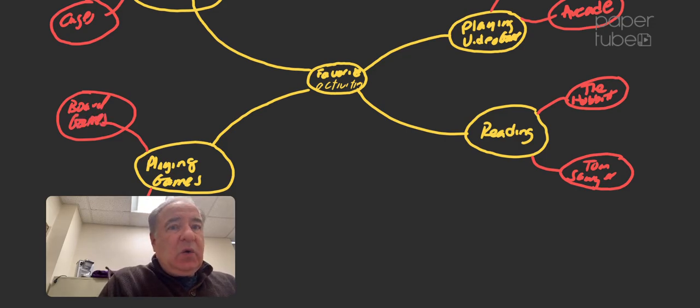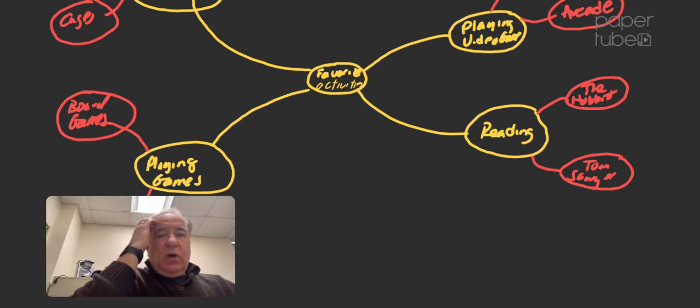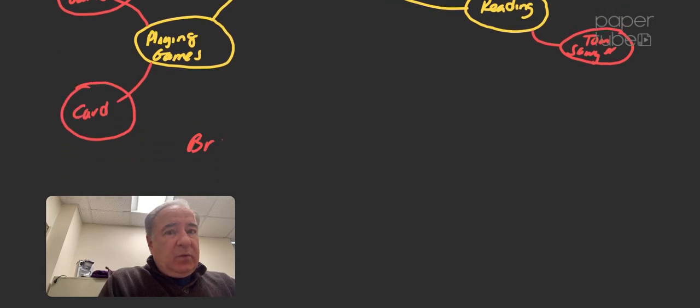So you can see how quickly students can, using just simple hand drawing, create a mind map of their favorite activities that they can then use to break down a writing assignment. So mind maps can be really helpful for brainstorming. They can also be used as part of the writing process.